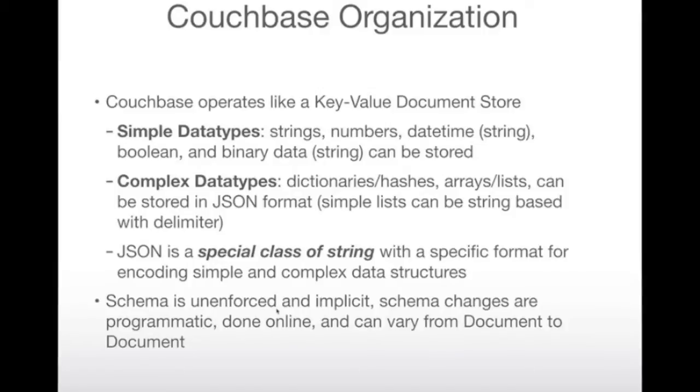So those are all the simple data types, and what you get with JSON is that you can store complex data types, nested complex data types actually. So you can have dictionaries or hashes if you're familiar with more the Ruby, Python world. Java calls them dictionaries, Ruby calls them hashes. And then there's arrays and lists. And now, of course, you can have lists of dictionaries, and you can have hashes with lists and arrays within them. So that's what's beautiful about JSON, it's a very lightweight format for encapsulating complex data structures. So JSON is really just a special class of string, with a specific format for encoding that.